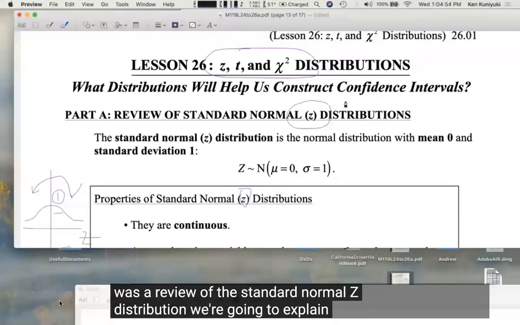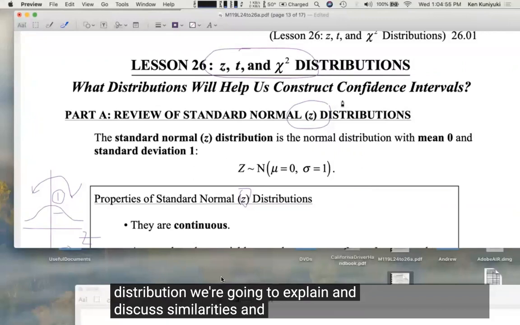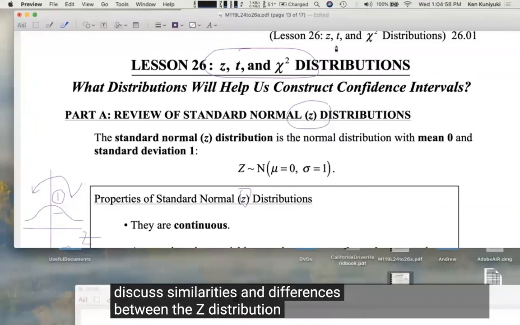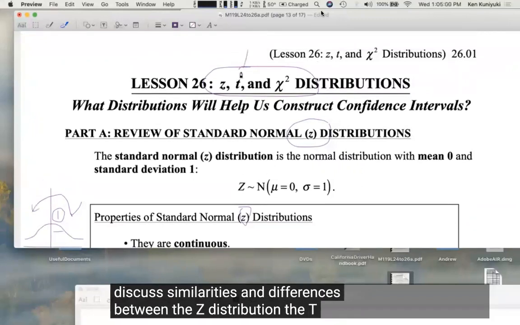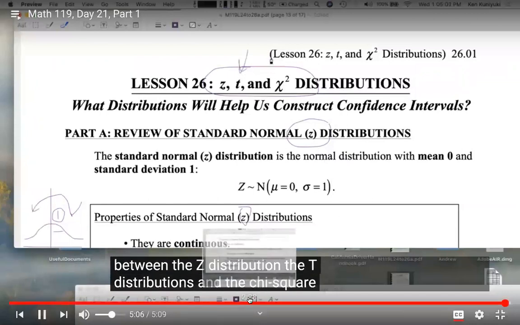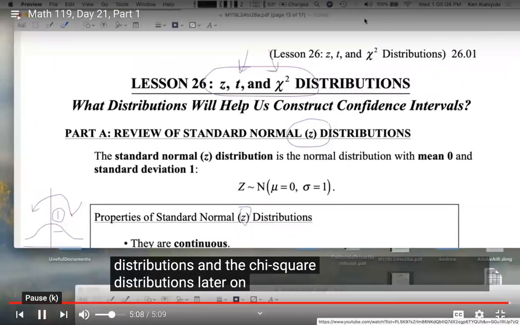We're going to explain and discuss similarities and differences between the z distribution, the t distributions, and the chi-square distributions later on. Okay, so any questions about that review of the z standard normal distribution? That's a review. Any questions? Because we're going to deal with the similar t's next. All right.